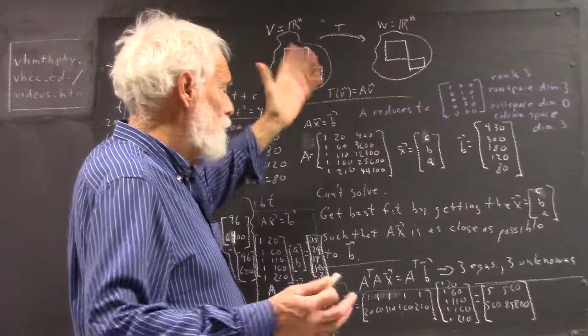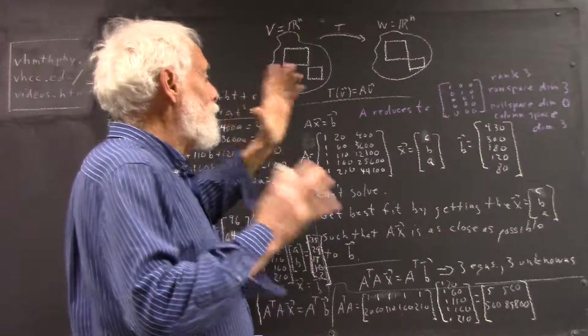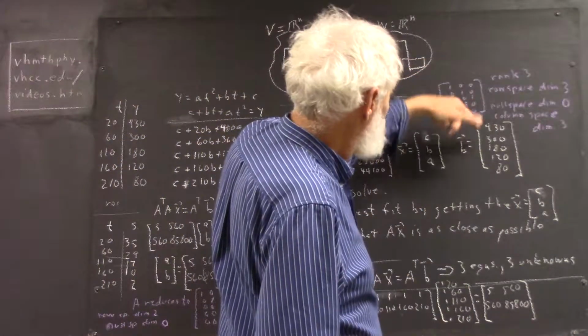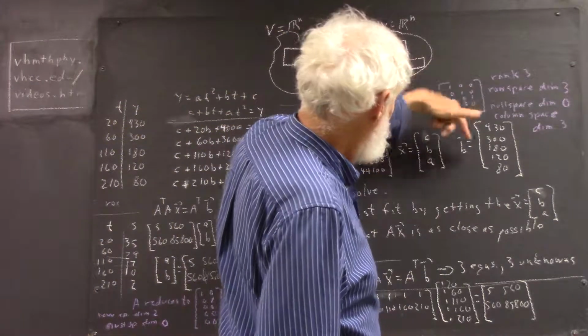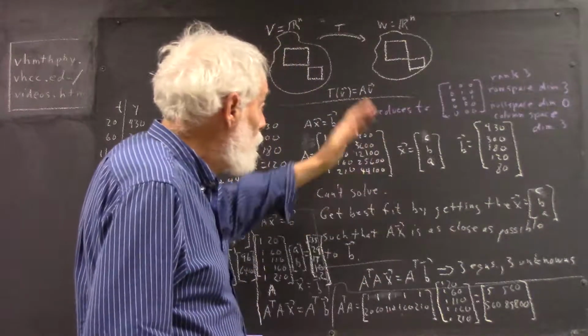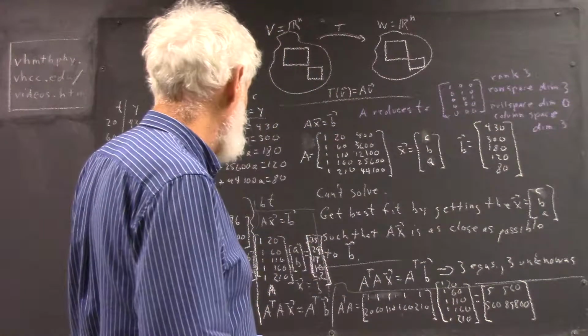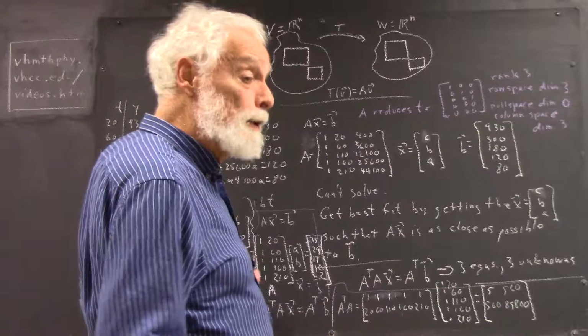I'm getting words all messed up here. Okay? It's not the columns of this matrix. It's the columns of the original matrix. So this column, and this column of the original matrix form a basis for the column space. Now, this gives us a picture.